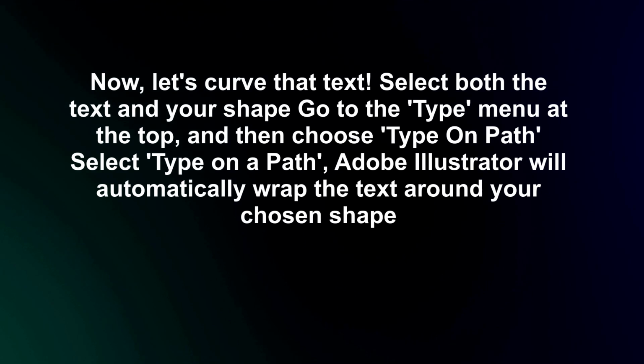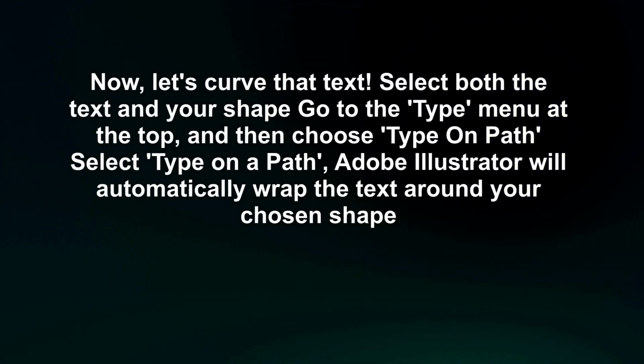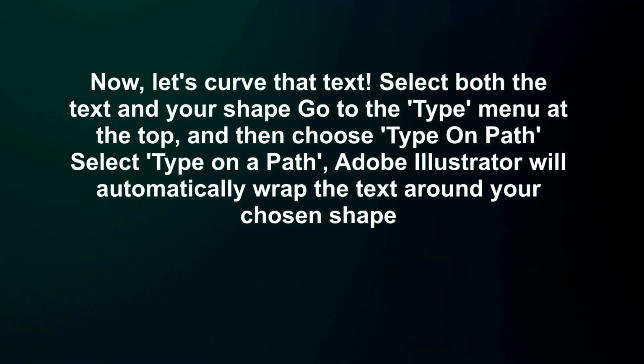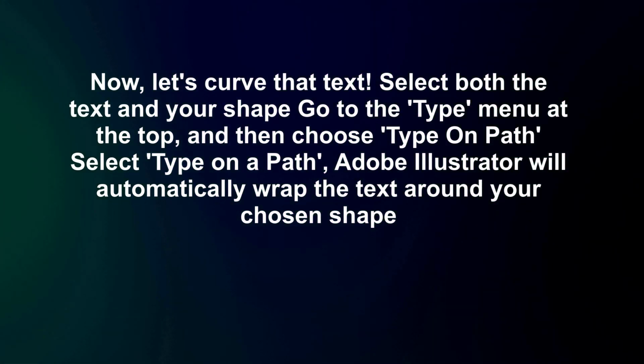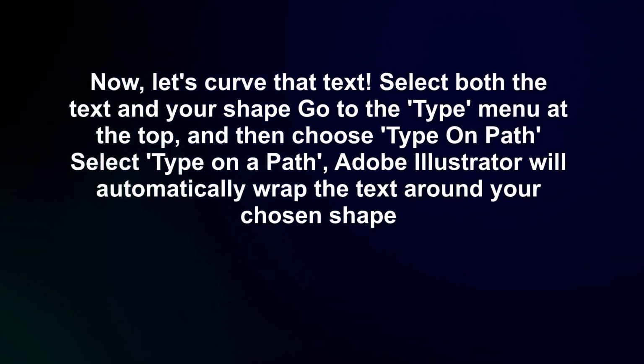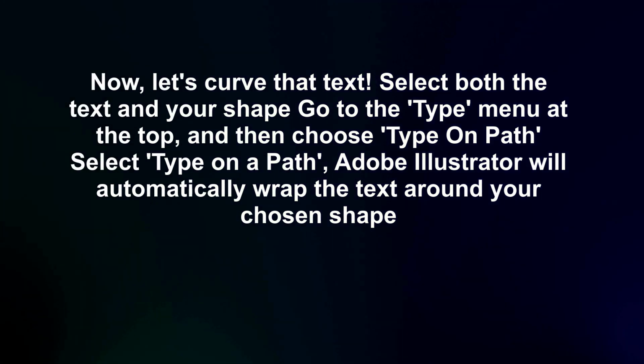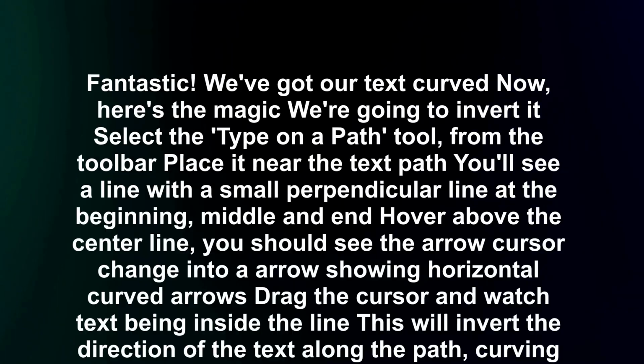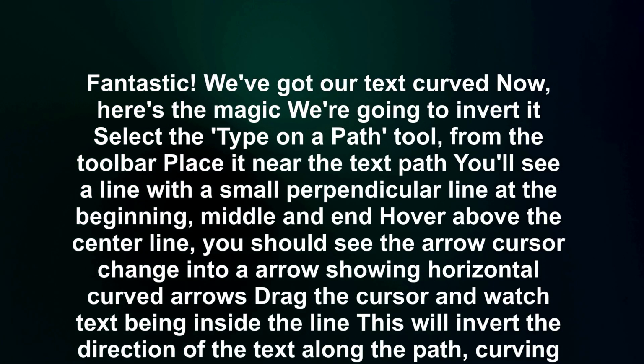Now, let's curve that text. Select both the text and your shape. Go to the type menu at the top, and then choose type on path. Select type on a path. Adobe Illustrator will automatically wrap the text around your chosen shape. Fantastic! We've got our text curved now.